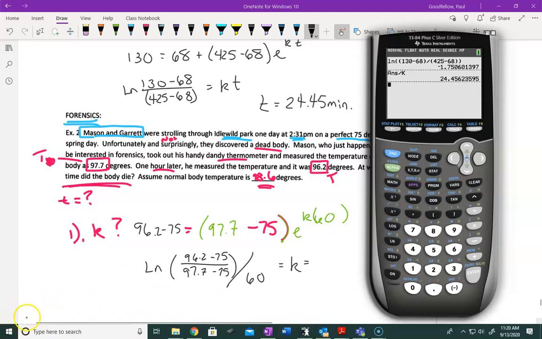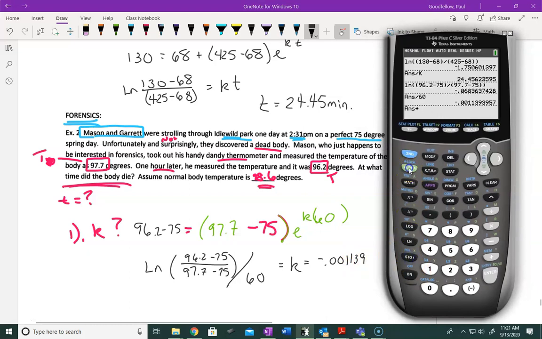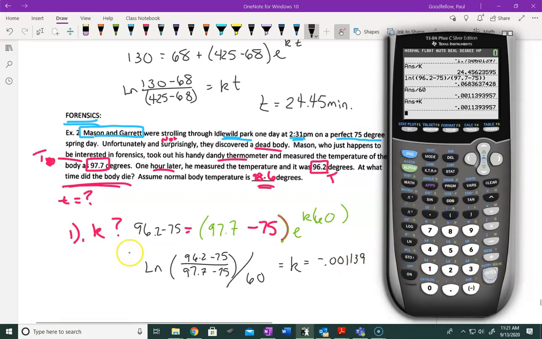I'm going to pause just so I can do the math. Nah, I won't pause. That's the ln of 96.2 minus 75. And then I'm going to take that answer, divide by 97.7 minus the 75, and I'm going to get the ln. I'm going to divide that by 60. And it's exactly what I'd expect, that the k value is a negative value, negative 0.001139, something like that. Okay? Again, I'm going to store this as alpha k. I'm pretty sure I'm going to come back to this.